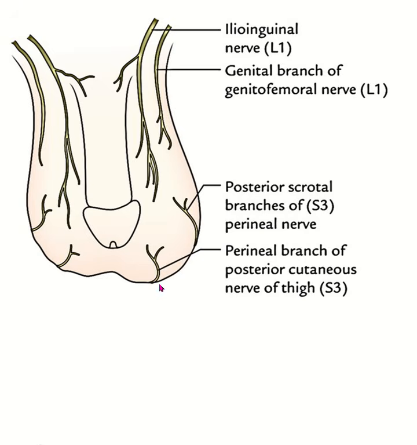The posteromedial portion of the scrotum is supplied by the perineal branch of the posterior cutaneous nerve of the thigh. The scrotum is also supplied by autonomic nerves derived from the inferior hypogastric plexus. They regulate the contraction of the cremaster and dartos muscle for thermoregulation.